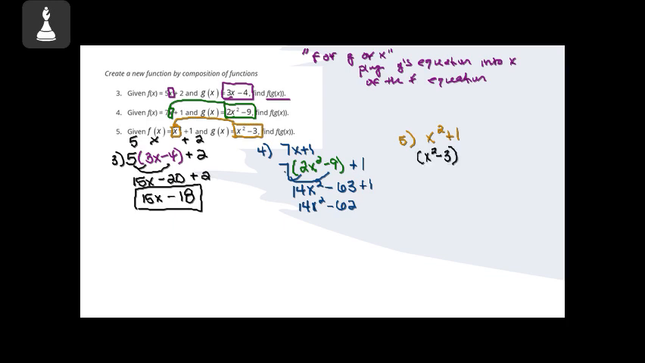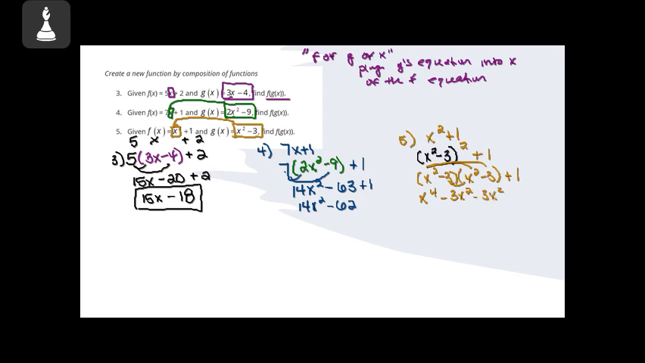We need to remember what squared means. Squared means to times it by itself. So I'm going to write it as x squared minus 3 times x squared minus 3, and I can FOIL this out. So x squared times x squared, x to the 4th. X squared times negative 3, negative 3x squared. Negative 3 times x squared, negative 3x squared. Negative 3 times negative 3 is positive 9. And then I'm going to bring down my plus 1.